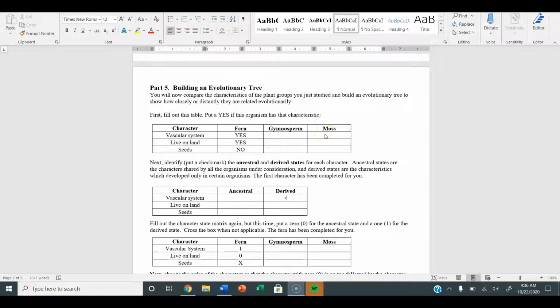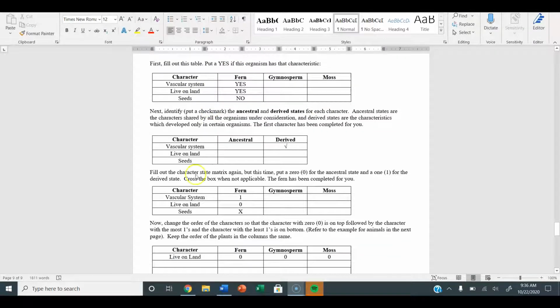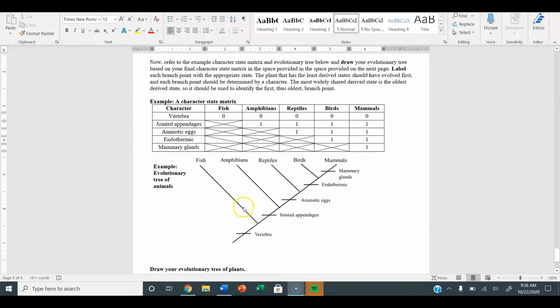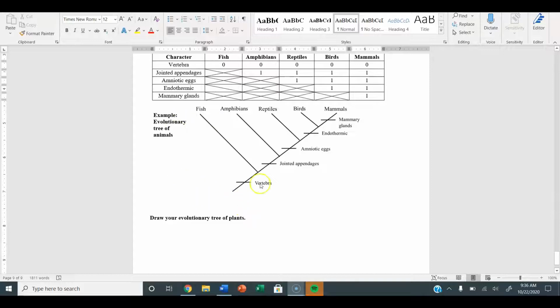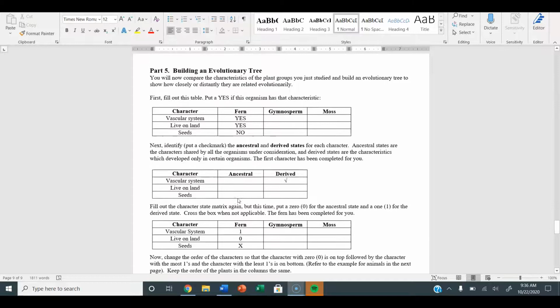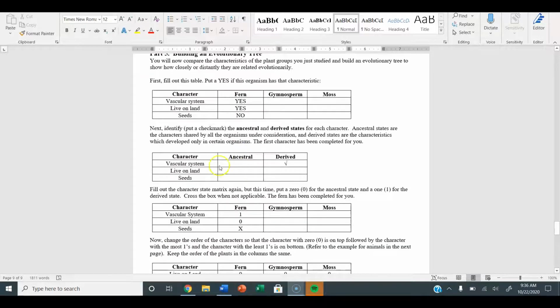Do moss have a vascular system? And you're going to continue to fill in this table. Now the next one is look at what we call ancestral and derived states. So the ancestral state is a state that they all have in common. In our animal example, all of our organisms had vertebrae in common. They were all vertebrates. So what do they all have in common?